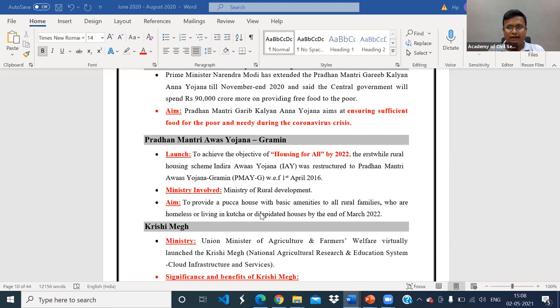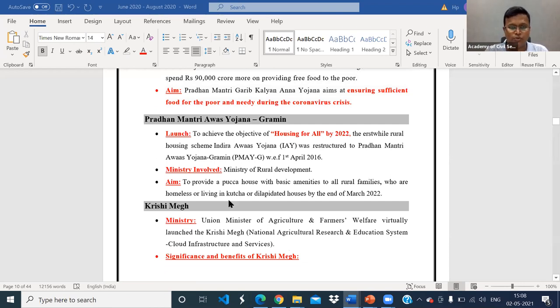For every government scheme, what you have to learn is the aim of the scheme, and the ministry implementing that particular scheme. If there is a particular year by which the program will achieve the target, you have to remember that year also. The aim is to provide pukka houses, not kacha houses. Pukka house means not a mud house, but a good house with bricks and a roof, with basic amenities to all rural families by the end of March 2022.